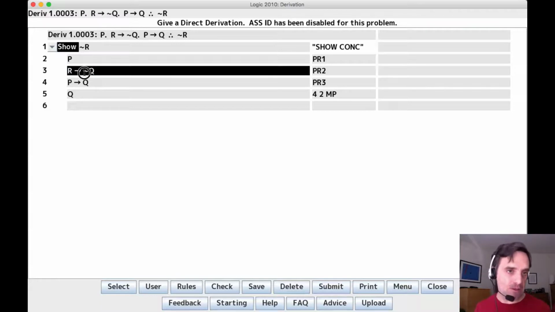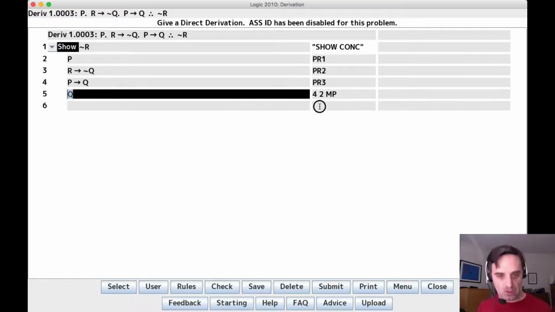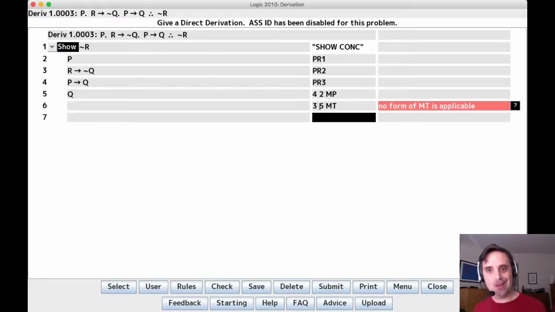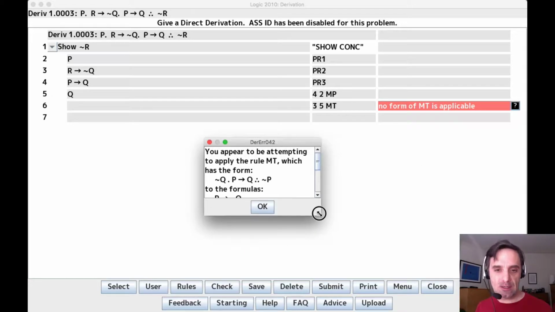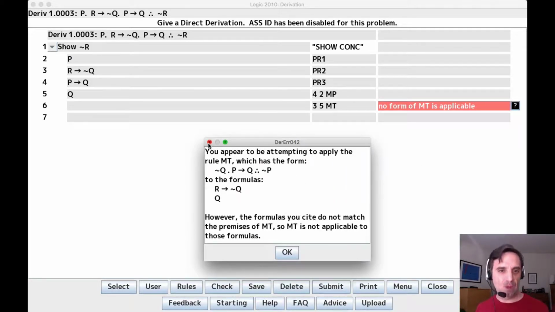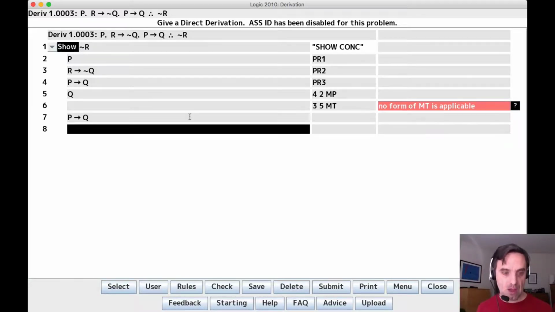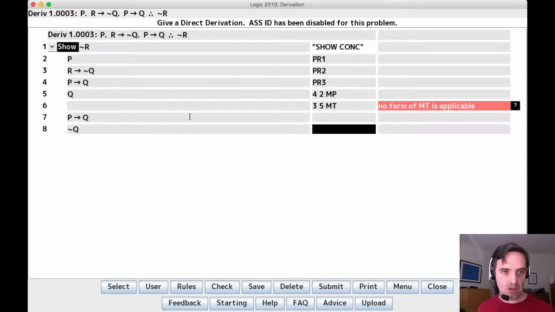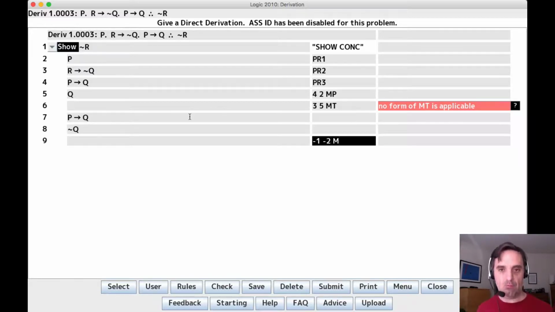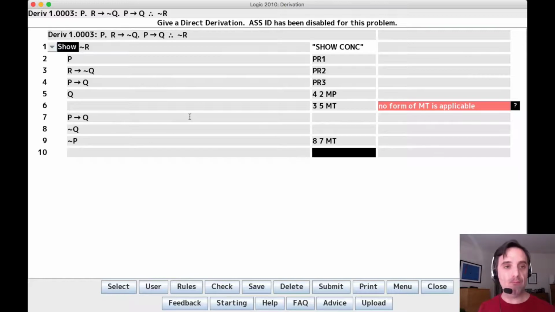So what about modus tollens? We might think, oh yeah, here's not Q, and I have Q here, I should be able to do modus tollens. If you try that, what's going to happen? No form of modus tollens is applicable. Let's see why. So we look, it says, is this going to give us much information? No, it's not. So it just tells us that modus tollens doesn't apply in this case. So if we think about, what does modus tollens say? It says if you have a conditional, and it says if you have the negation of the consequent, then you can do modus tollens. Okay.